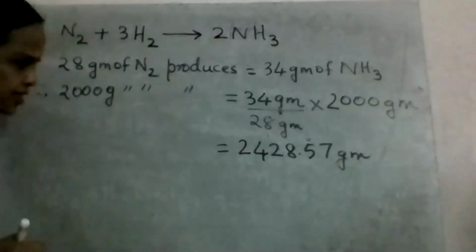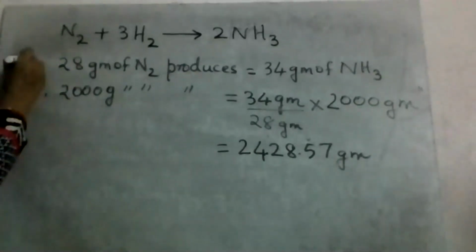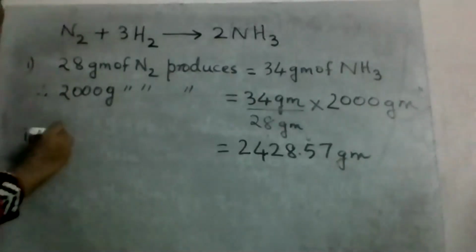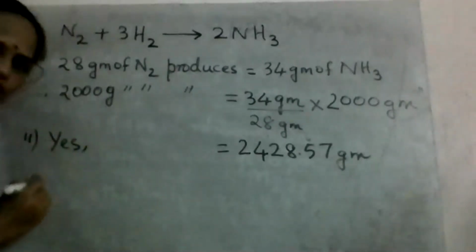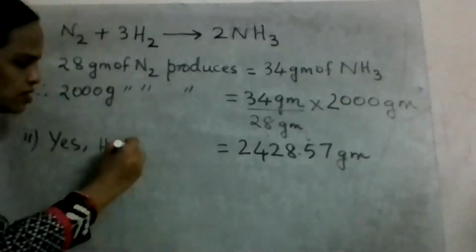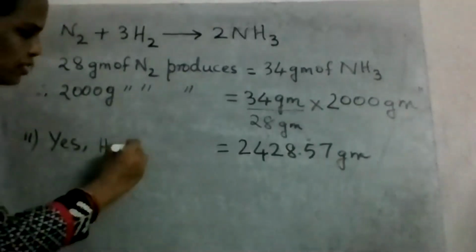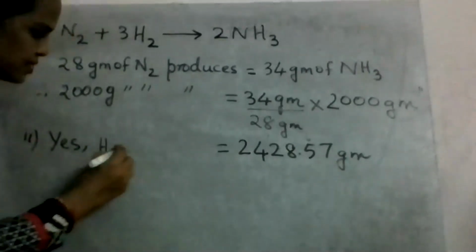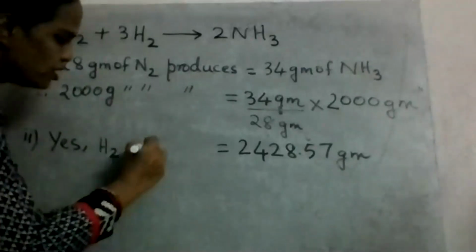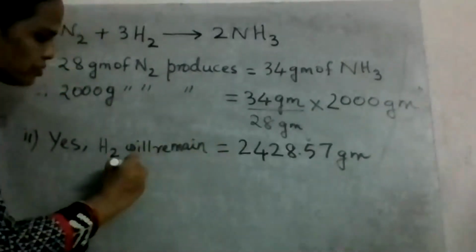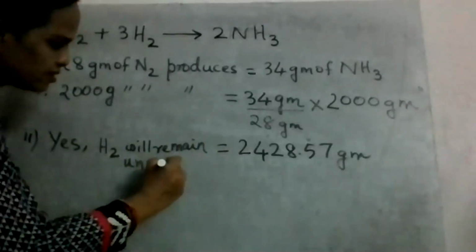Now the second part of the question: will any of the two reactants remain unreacted? You will write yes. If yes, which one is it? You will write that hydrogen will remain unreacted since it is present in excess.